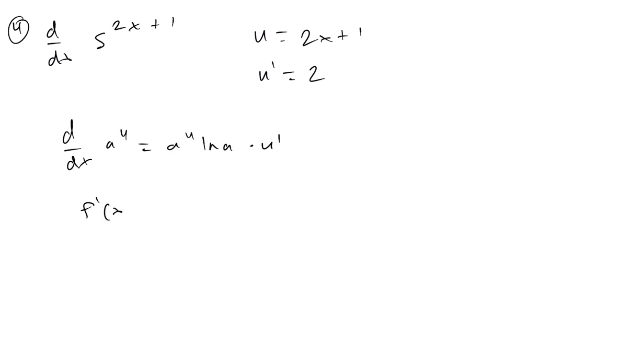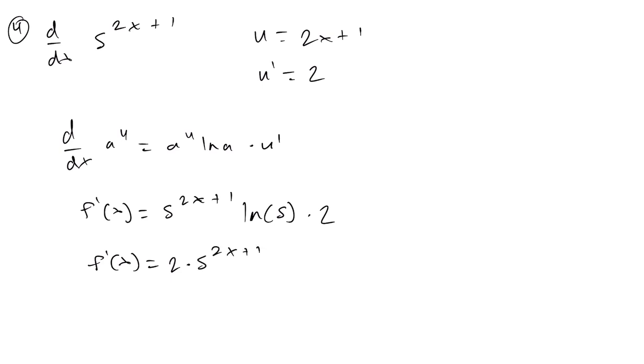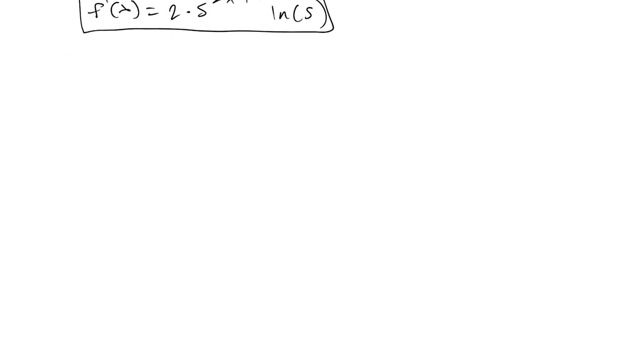F prime, or the derivative, is equal to 5 to the 2x plus 1 times ln 5 times 2, which is u prime. And then when we simplify this, f prime of x is going to be equal to 2 times 5 to the 2x plus 1, all times ln 5. And that's our derivative. Let's try one last problem.